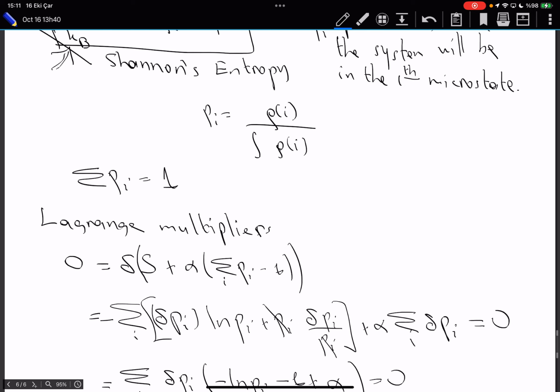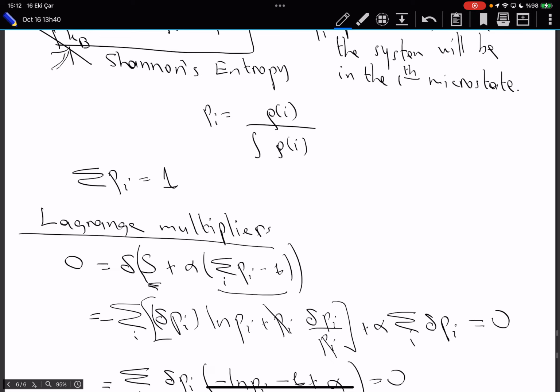Now, we use Lagrange multipliers for such problems. What we do is we just add the constraint to our function. So my function is S. This is the function I would like to maximize. This is my constraint. I just add my constraint to my function, multiplying it with some number, just to impose the constraint. Then I just look at this variation, assuming that I can change the p_i independent of each other.